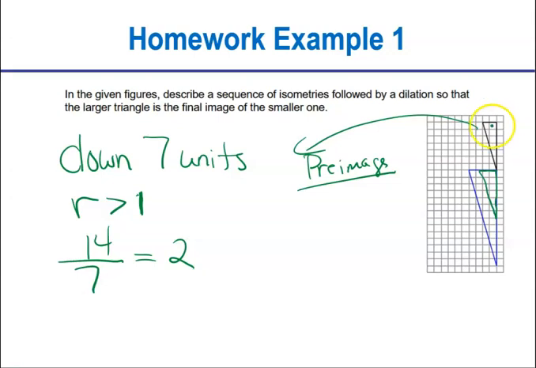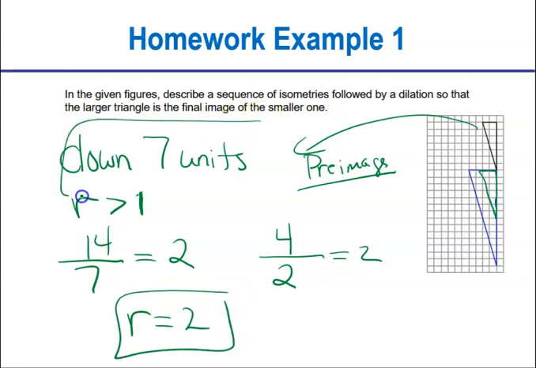So my base here, or the horizontal part of my triangle, is 2 units across. Remember, that goes in the denominator. And in the numerator is your image, and that's 1, 2, 3, 4 across. Definitely 2. So our R is equal to 2. Okay, so we moved down 7 units. That was a transformation. And then our dilation is R equals 2.